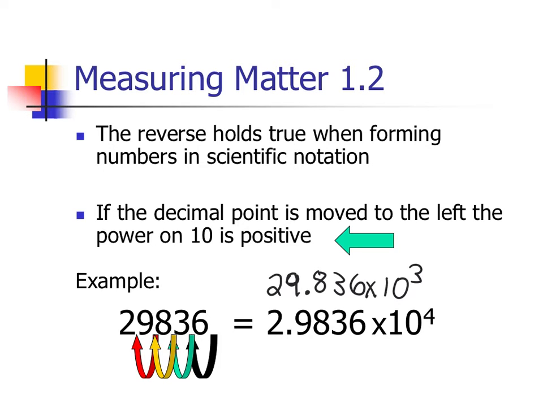(29.836) times 10 to the third. Technically, nothing wrong with that. Okay? But practice tells us to keep the number between 1 and 10. Is 29 not a large number, easy for us to comprehend.